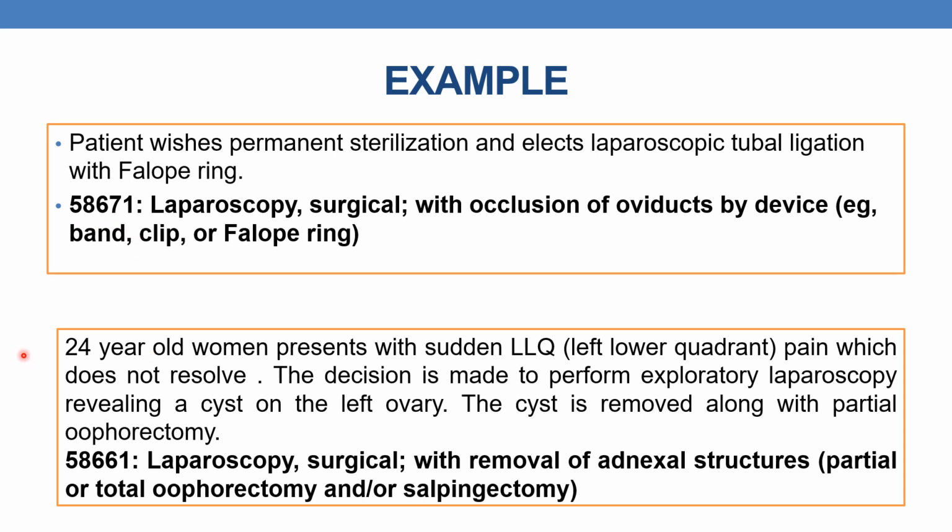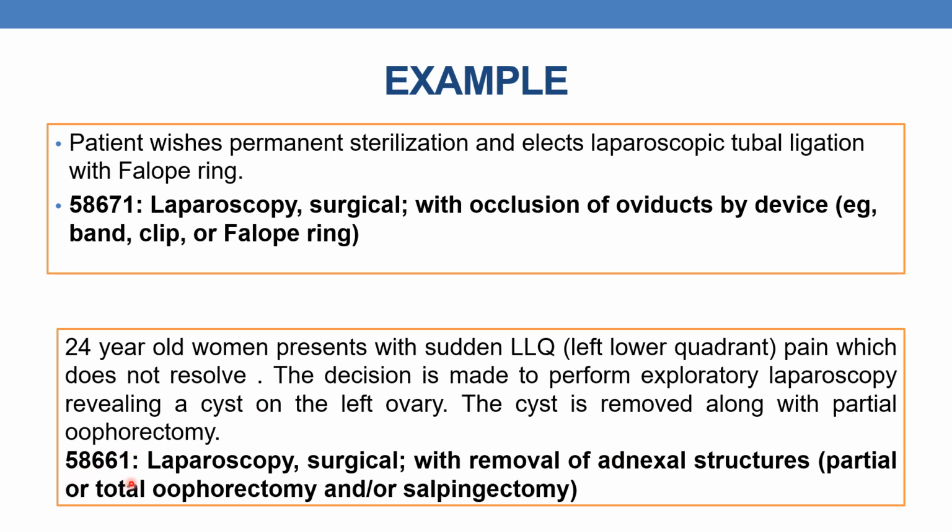Let us see one more example. A 24-year-old woman presents with sudden left lower quadrant pain which does not resolve. The decision is made to perform exploratory laparoscopy, revealing a cyst on the left ovary. The cyst is removed along with partial oophorectomy. So here laparoscopy is performed along with partial oophorectomy, and exploratory laparoscopy is performed revealing a cyst. The cyst is also removed additionally.